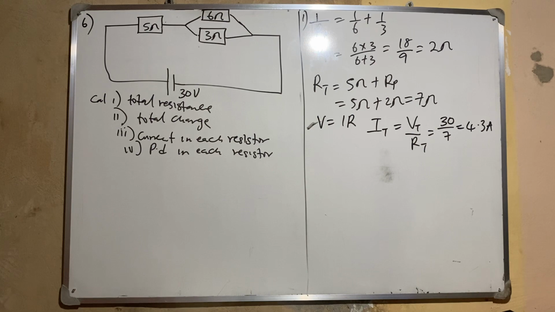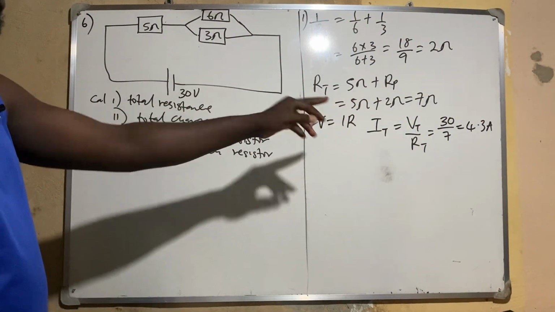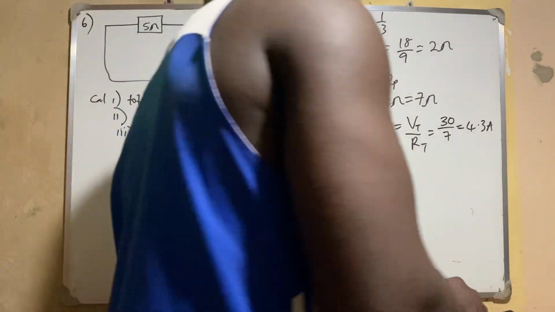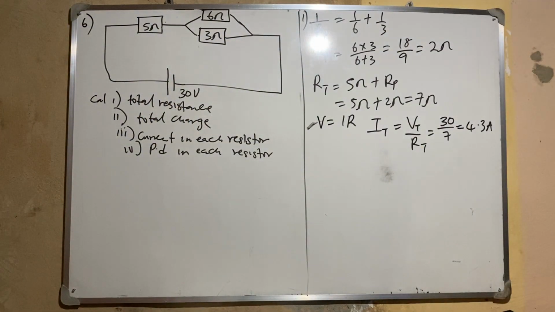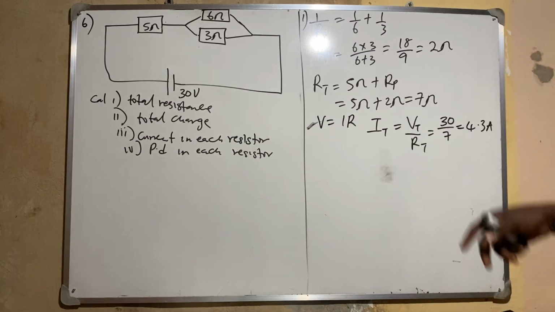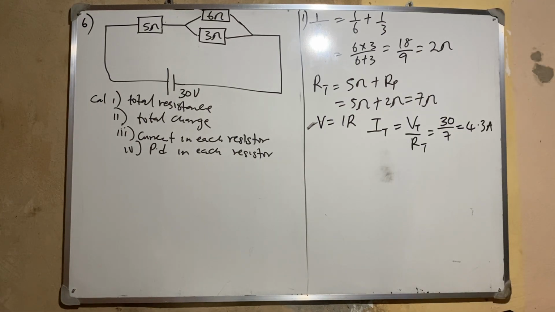Now, to get the current in each of them, we can solve it using ratio. The current that enters here is this 4.3, and the current that enters here is the same 4.3. So the current that passes through each of them is 4.3. In fact, the total current there is 4.3. So how do we get it?